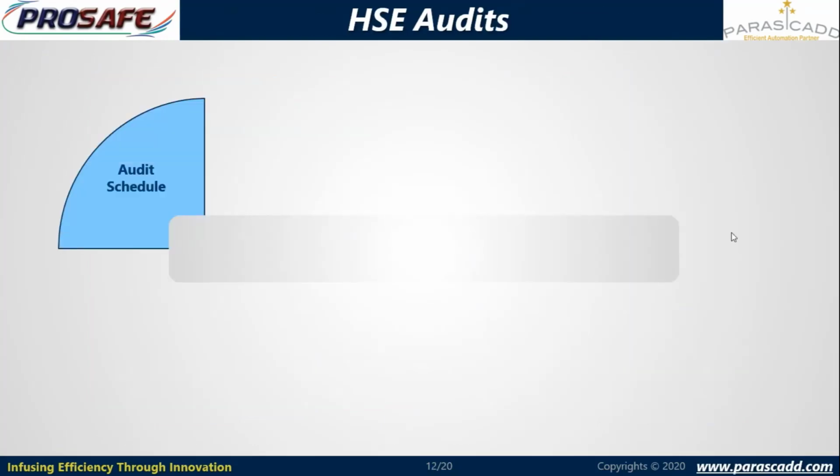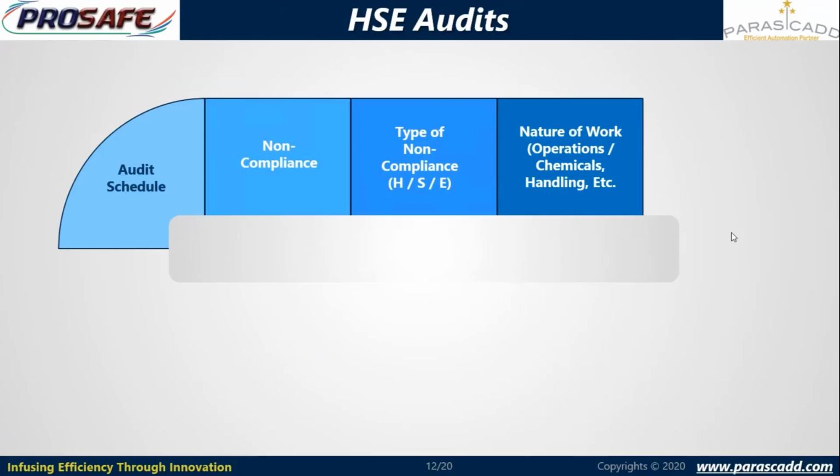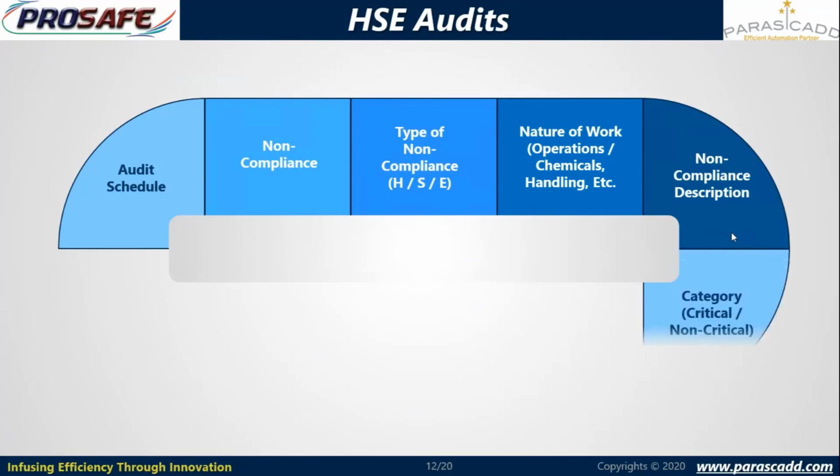HSE audit. In HSE audit, we can keep records of various audit schedules, mentioning the start date, finish date, and non-compliance. If it is non-compliance, then we can select the non-compliance type: health, safety, or environment. The nature of work can be operations, chemical handling, other construction activities, etc. We can put in the non-compliance description and select the category, critical or non-critical.